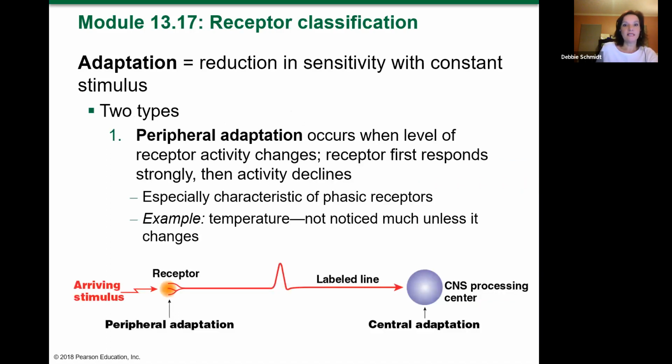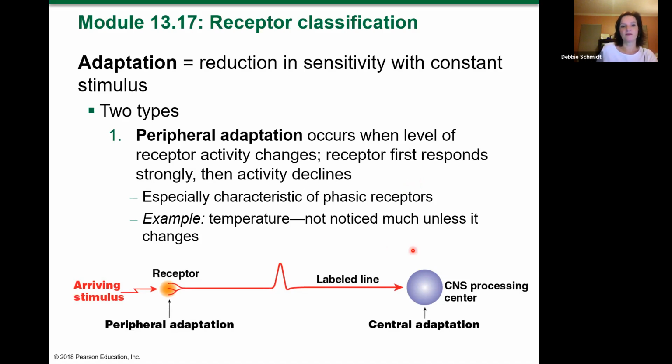So we talked about adapting. Where and how they adapt is also another way to categorize them. We have peripheral adaptation. Here the level of sensitivity to the stimulus changes. The receptor activity changes. The receptor first responds strongly, and then the activity declines. Okay, so temperature.